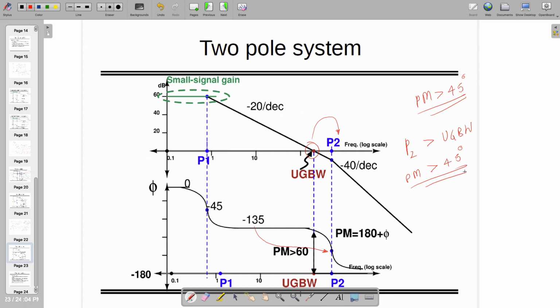So even if the system is a two pole system, it's all about where you are placing your pole. Here you can see that the system is second order. However, pole 2 is outside UGBW, so the system acts as a first order system only before UGBW. Then this kind of system is called a single pole dominant system.